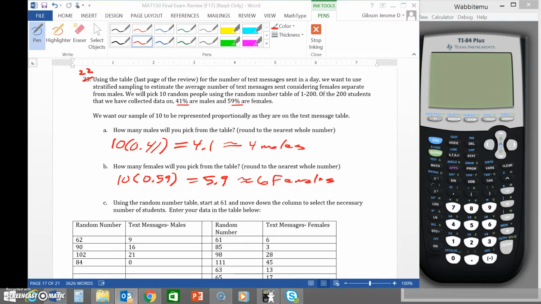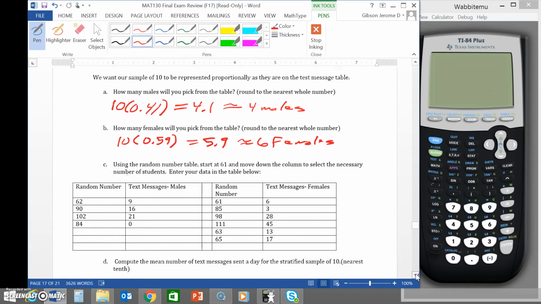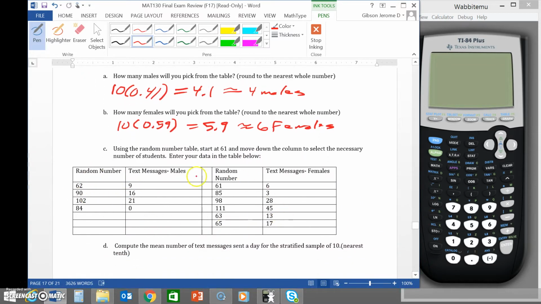Okay, now, the next thing. It says, using the random number table, start at 61 and move down the column to select the necessary number of students. Enter your data in the table below. Okay, listen. I want you to copy this data down in your tables. Push pause, copy this data down, and I will show you where I got this data from. But copy the data down in your table.